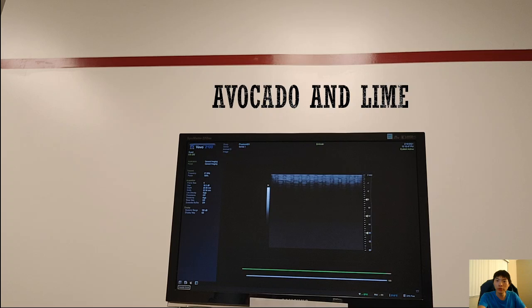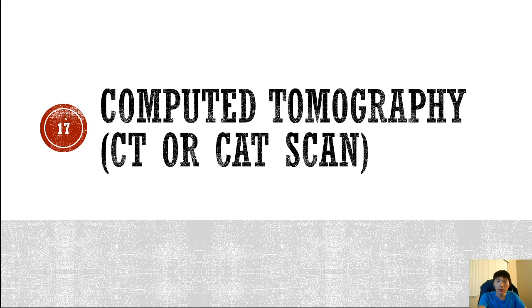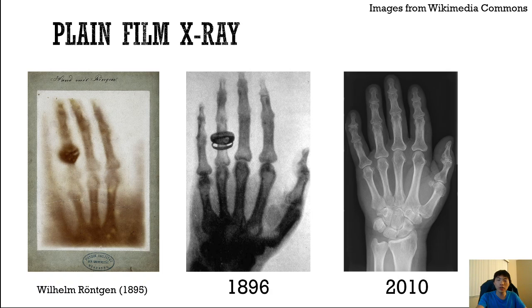So, okay, let's move on to our next modality, which is computed tomography. Like I said, the common acronyms are either CT or CAT scan. Computed tomography uses X-ray technology. First I'll talk about the very, very old technology, the first application of X-rays in medicine. X-ray imaging was discovered in 1895 or 1896 by Wilhelm Röntgen.